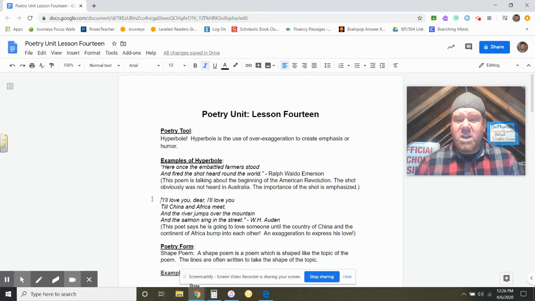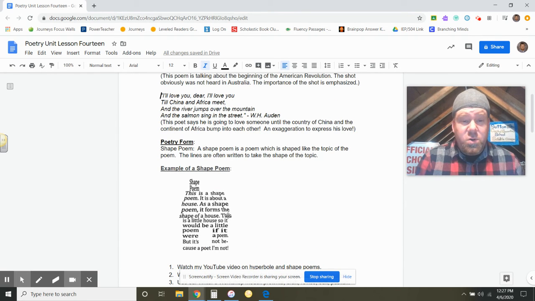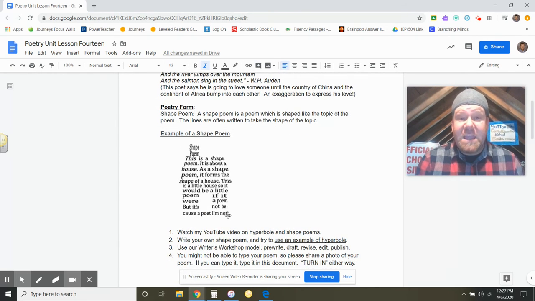And also, he's going to love this person so much until the salmon start singing in the street. These little fishies are just going to be singing in the street. Obviously, a use of over-exaggeration to emphasize his love, and there's obviously a bit of humor in there as well. Okay, so two examples of use of hyperbole. Now, as you write your shape poem today, see if you can fit into your shape poem some hyperbole. If not, at least try to use some hyperbole before our poetry unit is over.